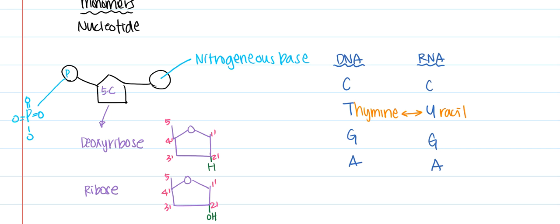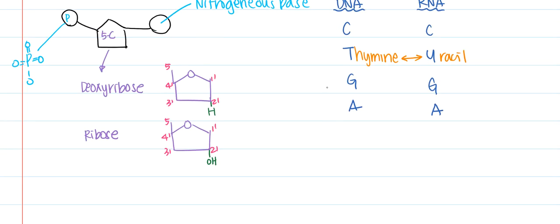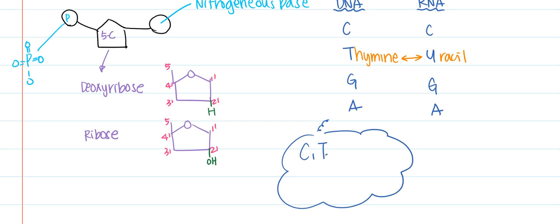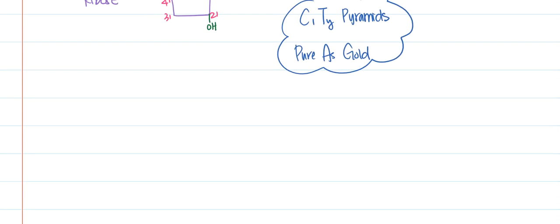Good? Alright, now remember, we can further subdivide these into more categories. C's and T's are pyrimidines. This is how I memorize it: city of pyramids, and pure as gold. So purines make up G's and A's, and pyrimidines make up C's and T's. The reason you're supposed to memorize these is because later on, when we talk about Chargaff's rule, it's going to come in handy.